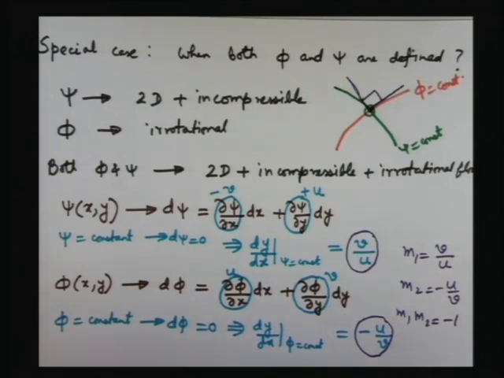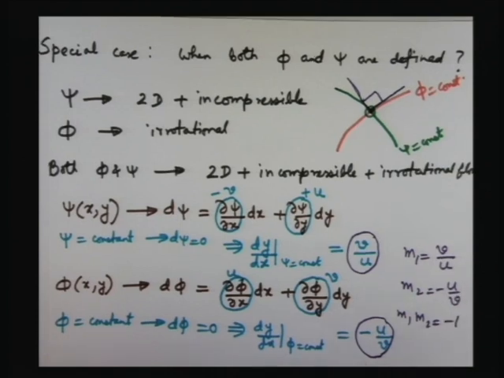So the very important relationship between the constant phi and constant psi lines is that they are orthogonal to each other. One very important caution: there is a point where they are not orthogonal to each other. What is that point where psi equal to constant line and phi equal to constant line are not orthogonal to each other? See, when you are writing m1 m2 equal to minus 1, we are cancelling u and v. That means we are assuming that u and v are not 0. Otherwise you cannot cancel u and v, there will be division by 0.